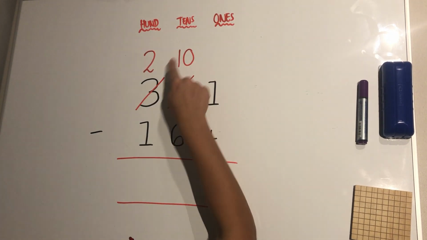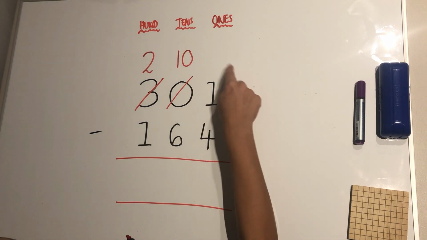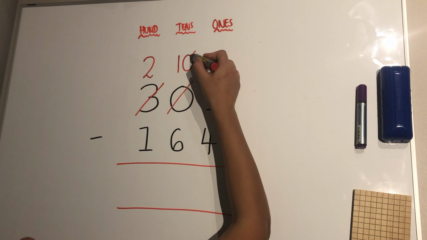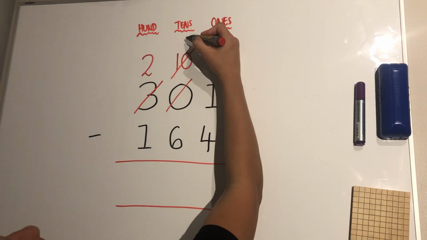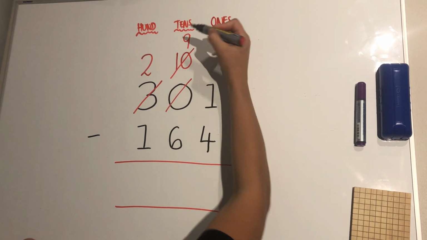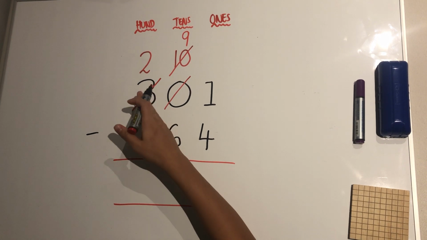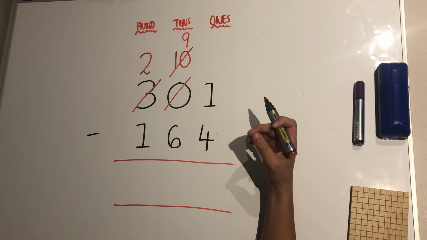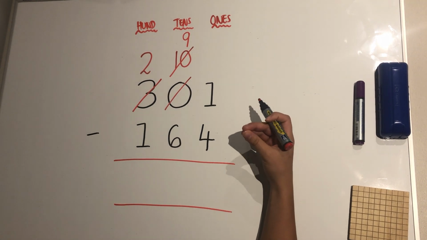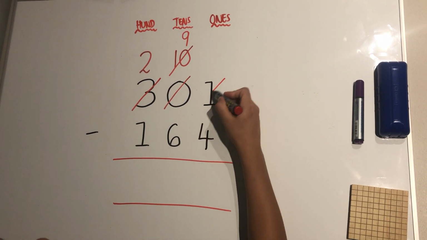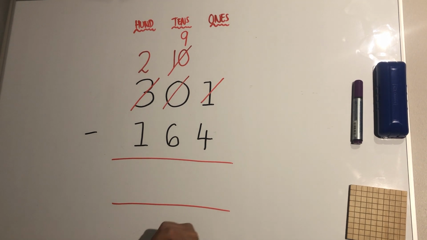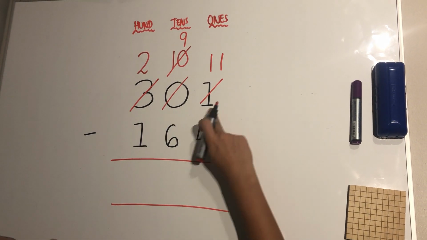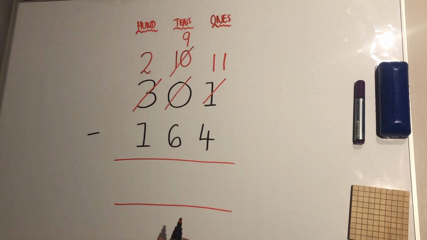Now we've got something in our tens column for our ones. So what we're then going to do is cross out our 10, change it to 9, and bring across 1 ten to our ones column. And 1 ten is the same as saying 10 ones. So our 1 is now going to change to 11, because 10 ones plus 1 one is 11.